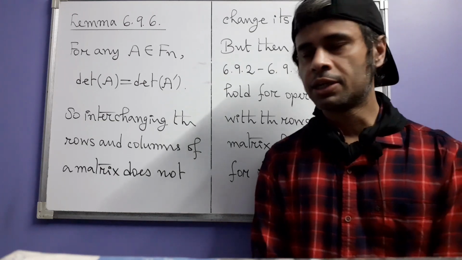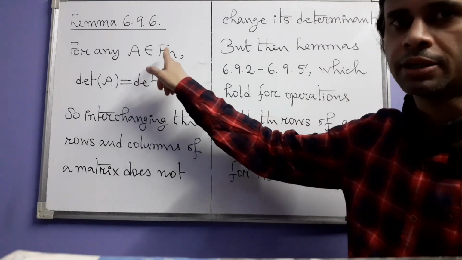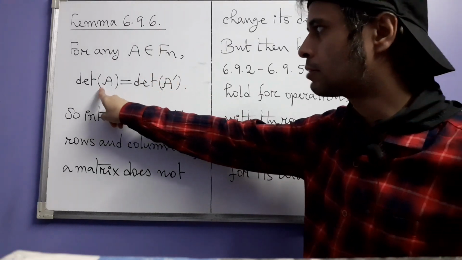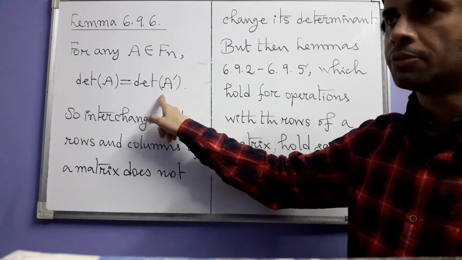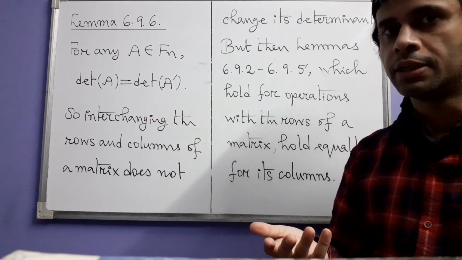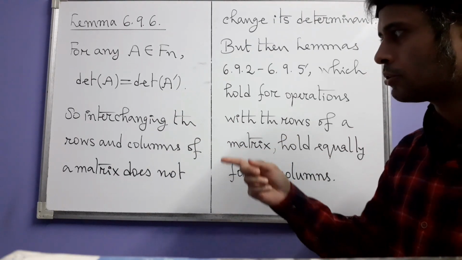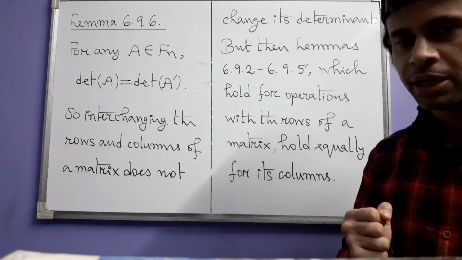Next we have lemma 696. This one says that for any matrix A in the matrix algebra Fn, the determinant of A is the same as the determinant of its transpose. Now we know that we obtain the transpose of a matrix by interchanging its rows and columns. So interchanging rows and columns does not change the determinant of a matrix.